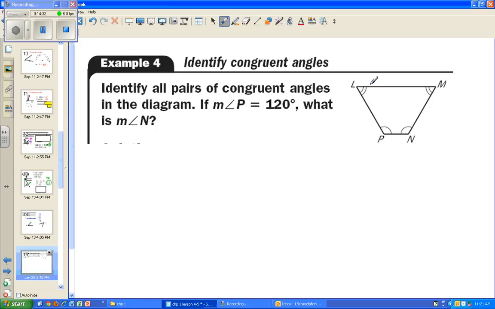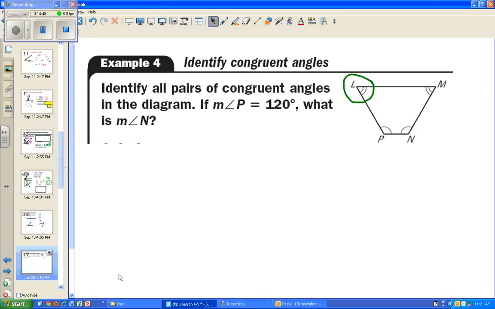Here we see for the first time 2 arcs. What do you think that means? It means we have 2 different sets that are congruent. So here it says identify all pairs of congruent angles. We have 2 pairs this time that are congruent.